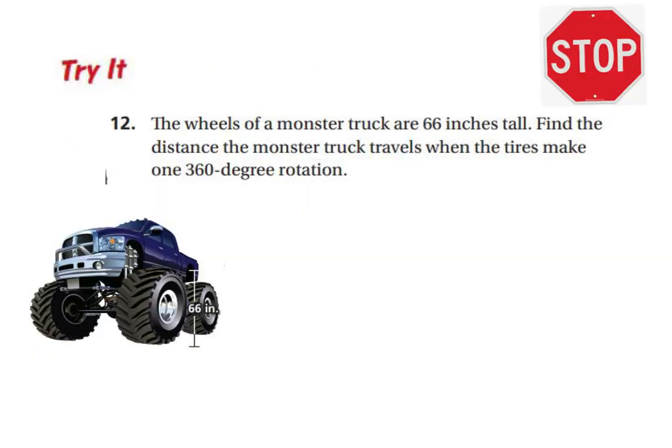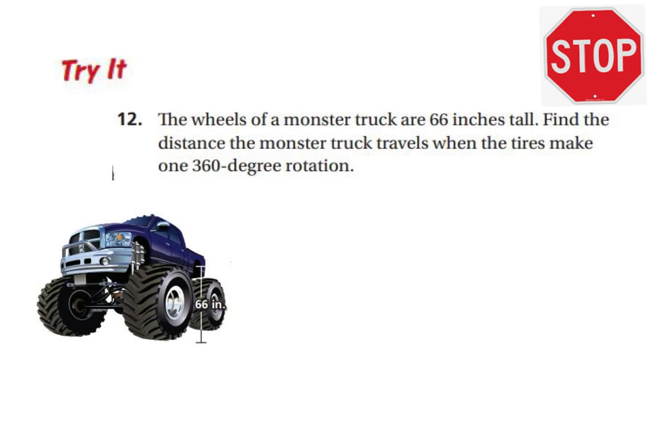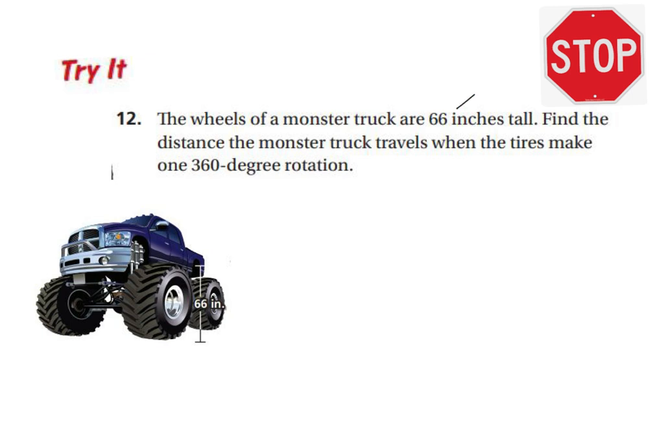Now for this last one, you try it. The wheels of a monster truck are 66 inches tall. So 66 inches, that's going to end up being your diameter of a circle. Find the distance the monster truck travels when the tires make one 360-degree rotation. That's going to be your circumference.